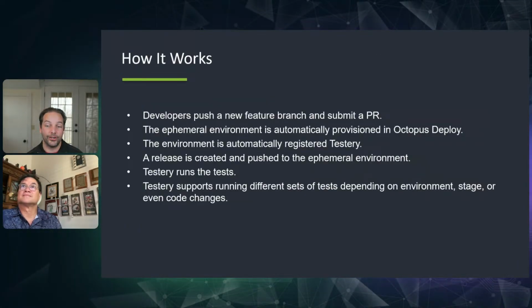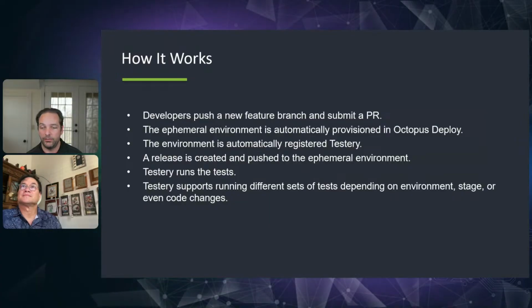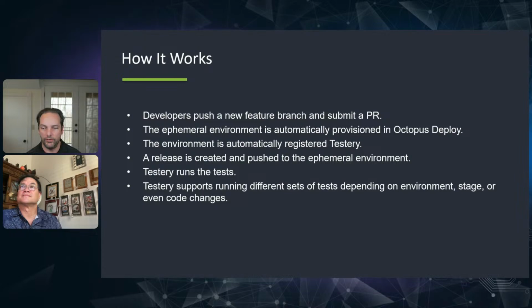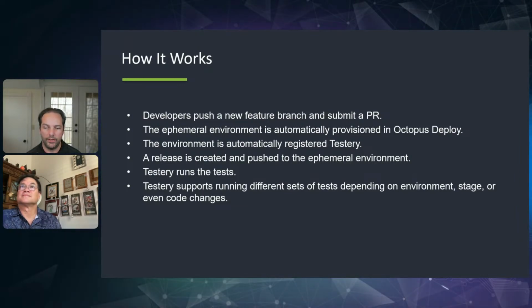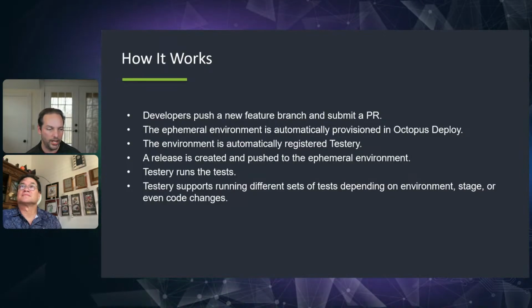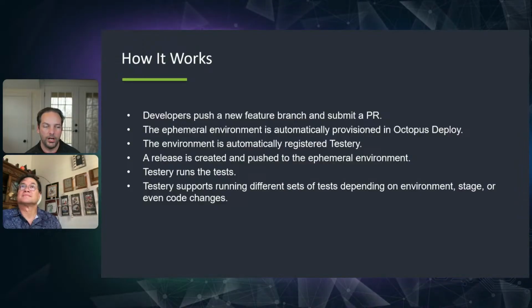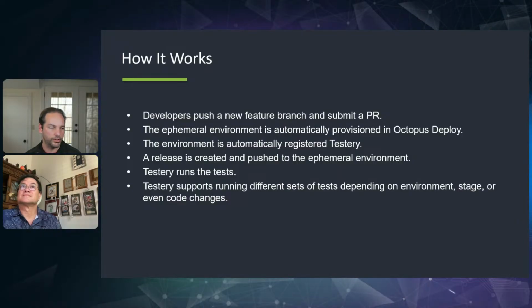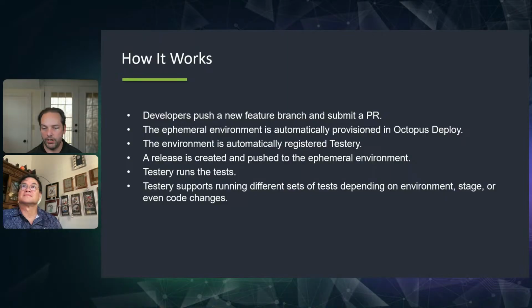And so in terms of how it works, now developers push a new feature branch and submit a PR. The ephemeral environment is automatically provisioned in Octopus Deploy. That environment automatically gets registered with TestTree. So we have a website. We also have an API and a command line interface. And so you have the ability to say TestTree, create environment whenever Octopus Deploy is creating the environment. And so that gives us a way to create the environment.